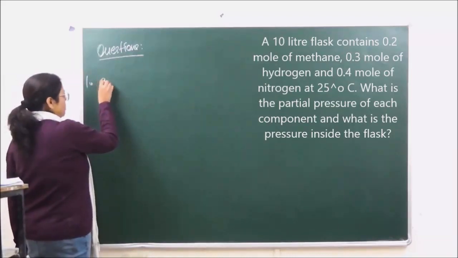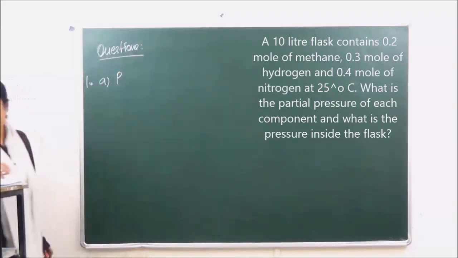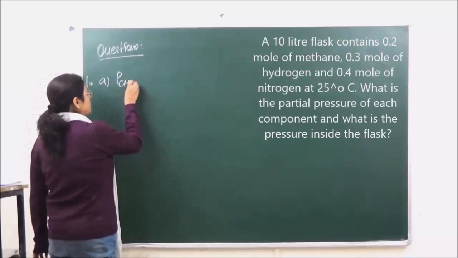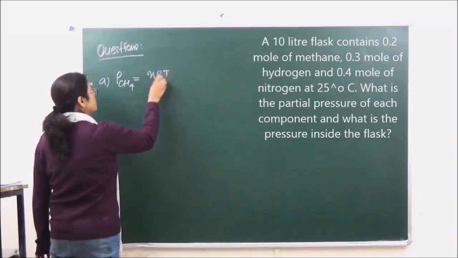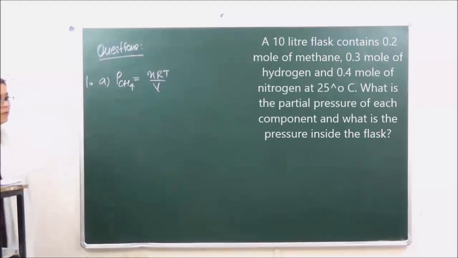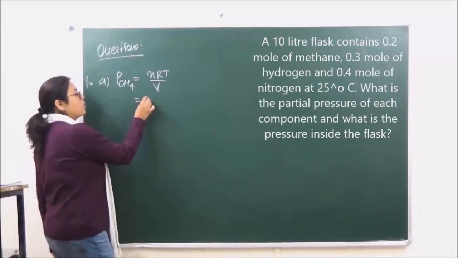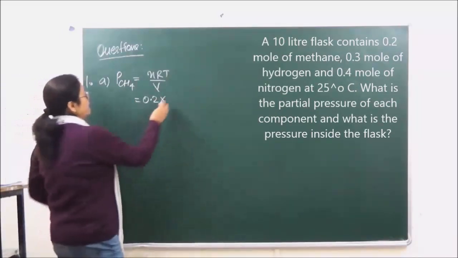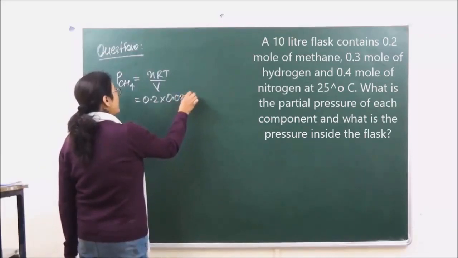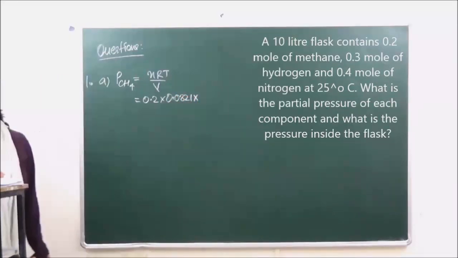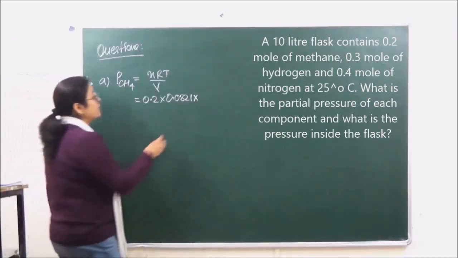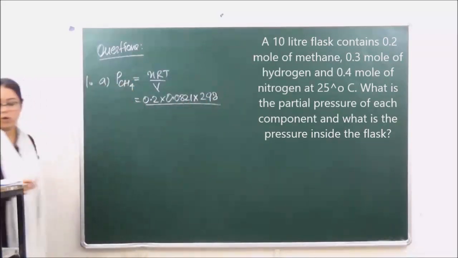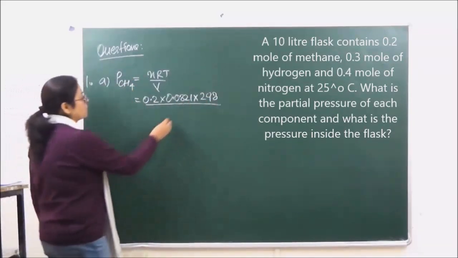Let's go for the first one. The first one, that is 0.2 moles of methane. That is going to be nRT upon V. Okay? N given to us is 0.2. The value of R which we are going to take over here, that is 0.0821, and the temperature given to us, that is how much? 25 degrees centigrade. That makes 298 Kelvin, and the volume given to us, that is 10 liters.